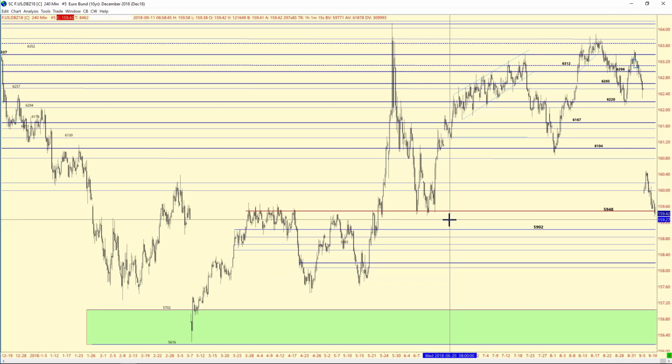Right there, 59.27. You can see the touches coming across. It may not be as clear, but it's 59.27.